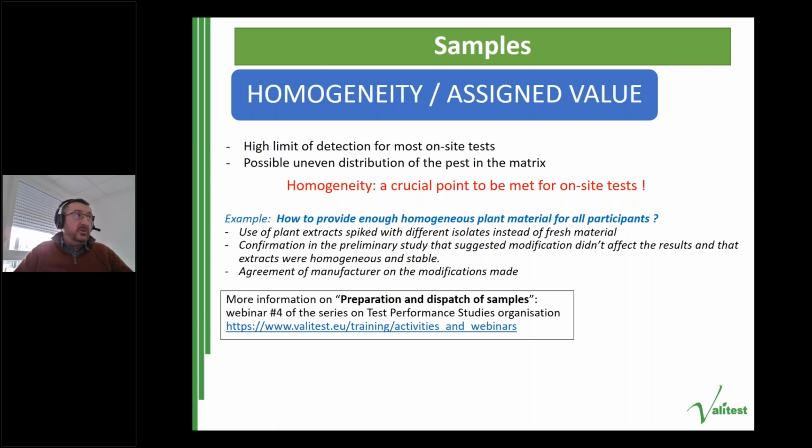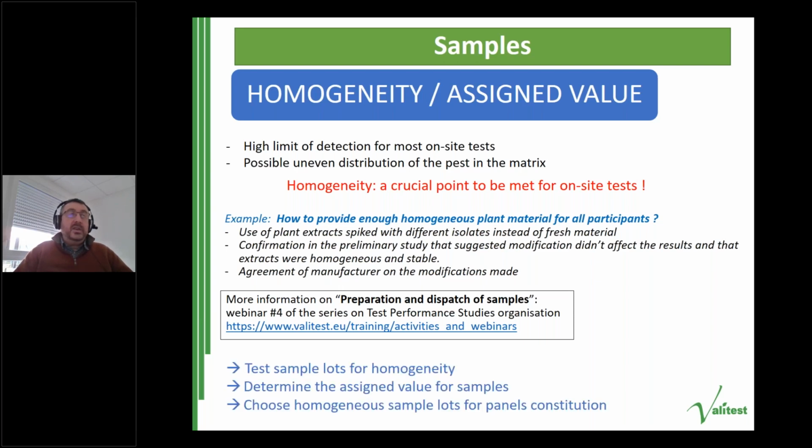So the idea is not to detail the whole process for homogeneity, assigned value, and stability. You will have more information in the specific webinar, which is called Preparation and Dispatch of Samples. Nothing is really specific for on-site tests for the next steps, but I will just cite this. You have to test sample lots for homogeneity, to determine the assigned value for samples, and to choose homogeneous sample lots for panel constitution.